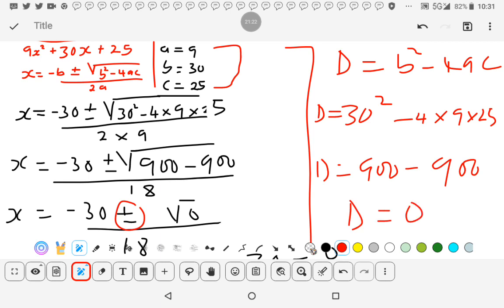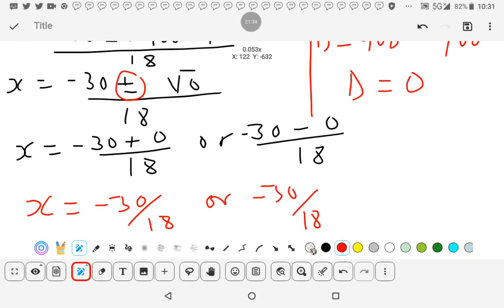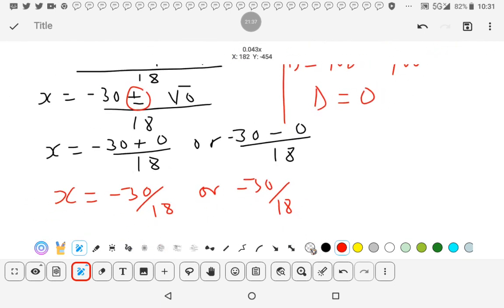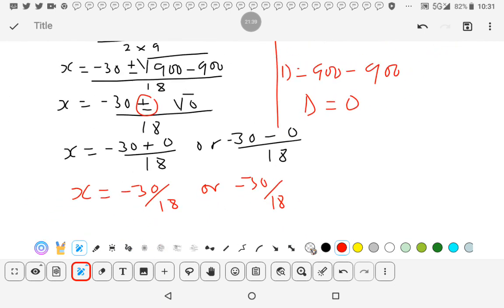So sometimes you might only be asked to calculate the discriminant. So that is why it is important for you to know the formula used in calculating the discriminant. So in this case, our discriminant is 0, and this is our final answer. We have similar answers: minus 30 divided by 18, and then we also have minus 30 divided by 18.